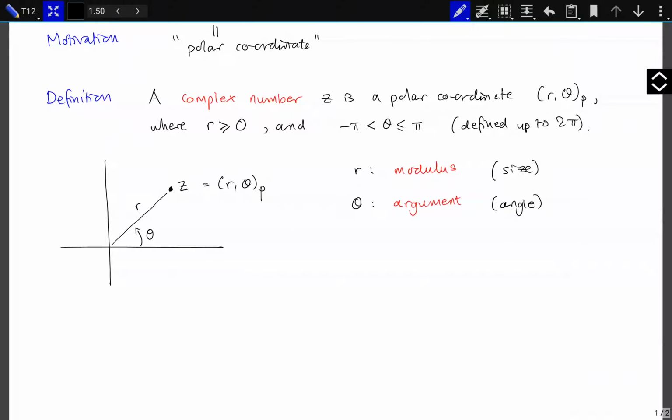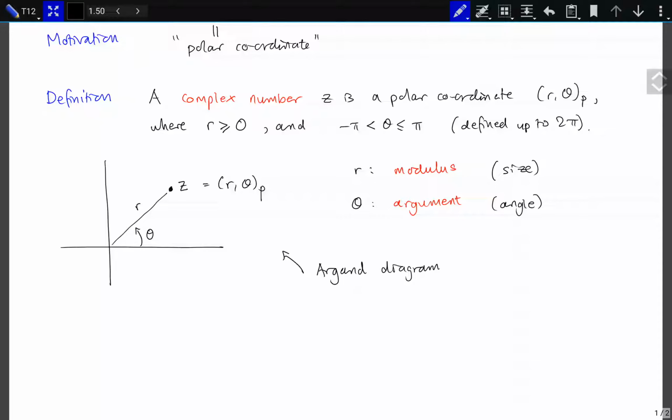This polar coordinate representation of a complex number is known as the Argand diagram. Argand was a French mathematician, and this is just the diagrammatic representation of a complex number. So that's one particular complex number z.